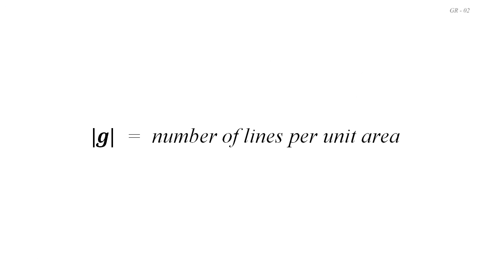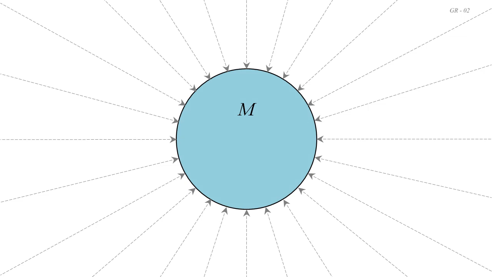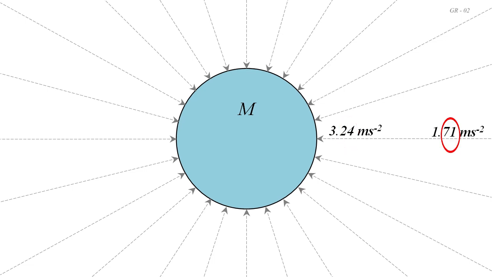This idea illustrates in a very simple way the fact that the gravitational field is weaker here, where there are fewer lines going through this red area, than here, where there are more. We may find, for example, that there are, say, 3.24 lines passing through each square metre here, and only 1.71 lines passing through each square metre here. That would simply be a way of saying that the gravitational field somewhere here is 3.24 metres per second squared, or newtons per kilogram, whereas somewhere here it is only 1.71 metres per second squared or newtons per kilogram.